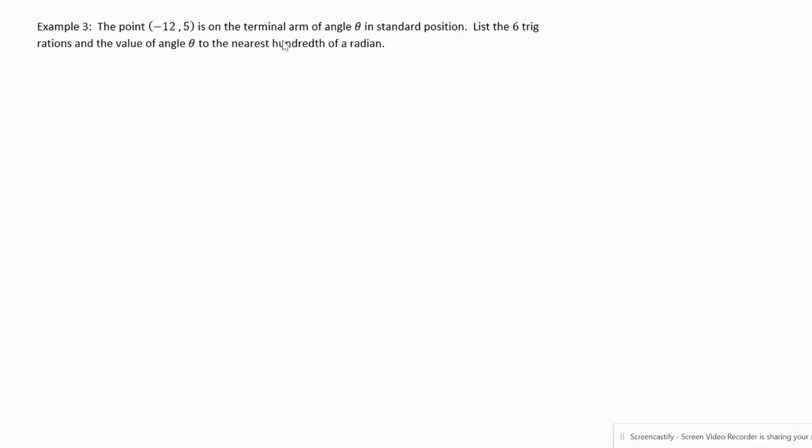The point negative 12, 5 is the terminal arm of angle theta in standard position. List the 6 trig ratios and the value of angle theta to the nearest hundredth of a radian.